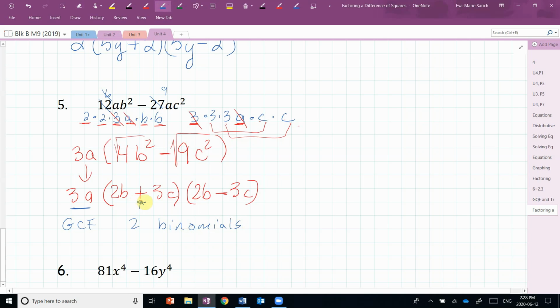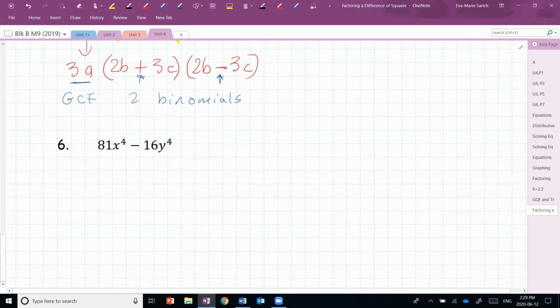And one has an add and one has a subtract. Okay, it only works because we have a subtract in the middle. We can take the square root of the first and the last term. Okay, one last one here.